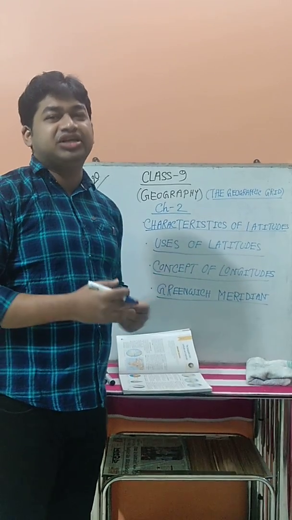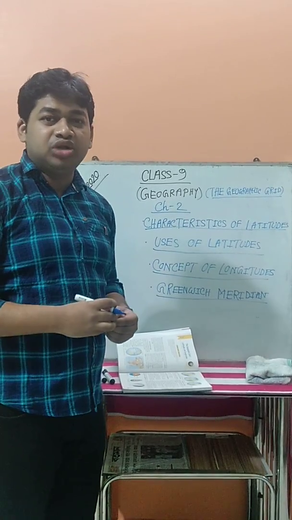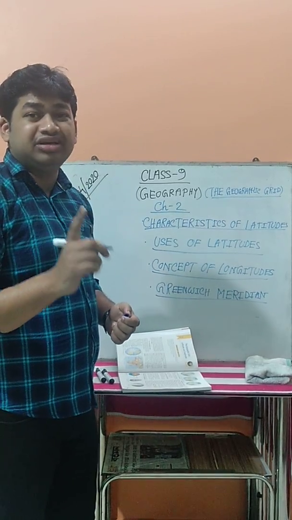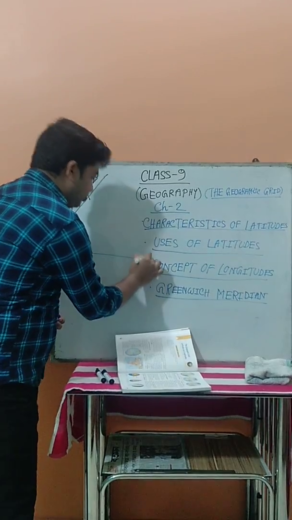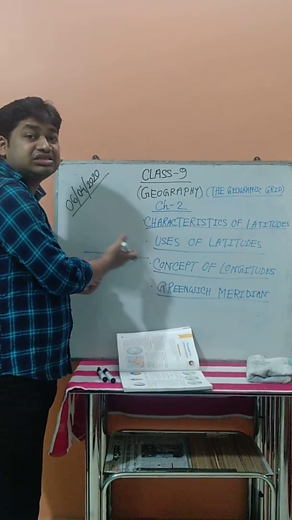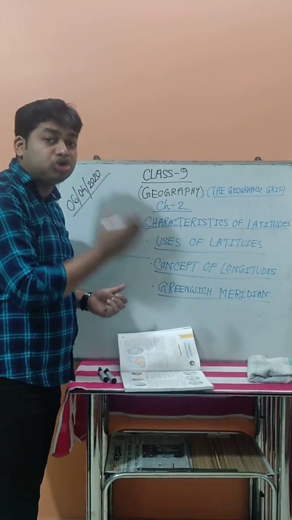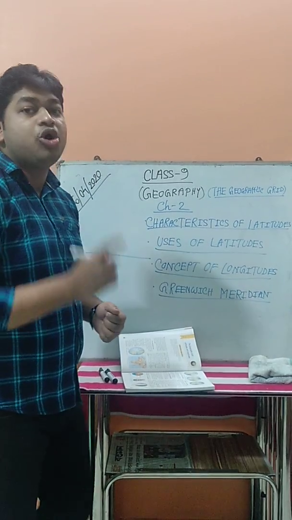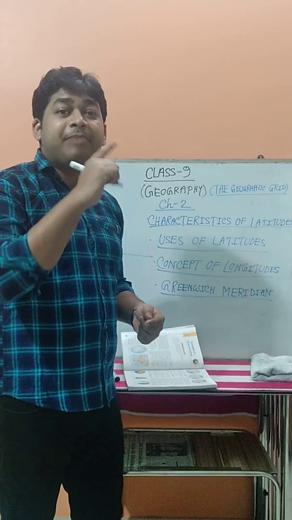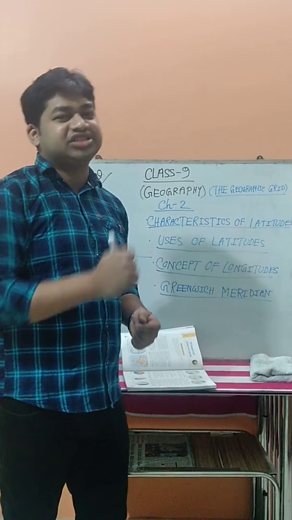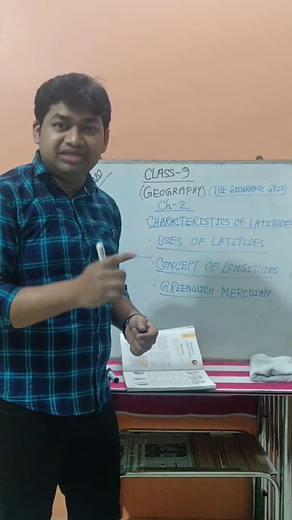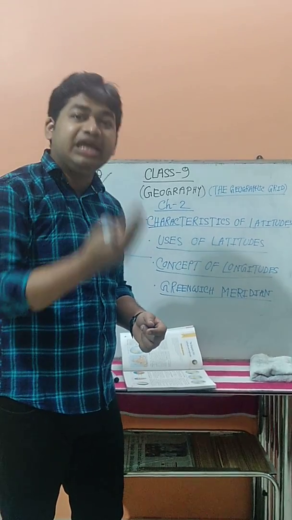What are the features or characteristics of latitudinal lines? The first one is that all the latitudes are drawn in the east-west direction. The second characteristic is that all the latitudinal lines are parallel with the equator.